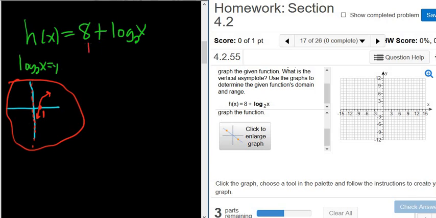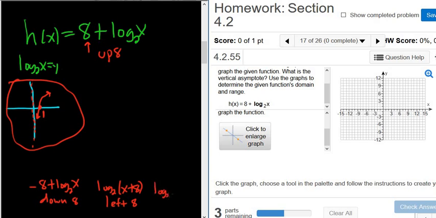In this case, we're adding 8 to the logarithm, so we're going to go up 8. If it was negative 8 plus log base 2 of x, it'd be down 8. And if it was log base 2 of x plus 8, it would be left 8, because it's backwards, right? When you add to the x, it's backwards. And say it was log base 2 of x minus 8. In this case, it would be right 8. In this case, though, it's up 8.